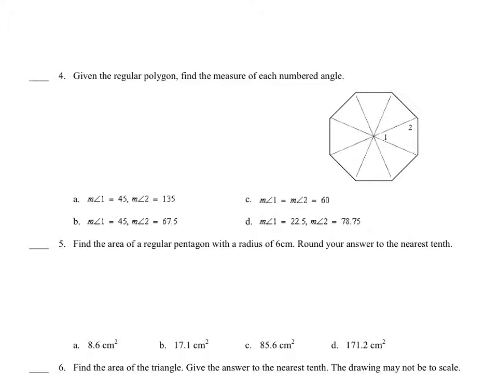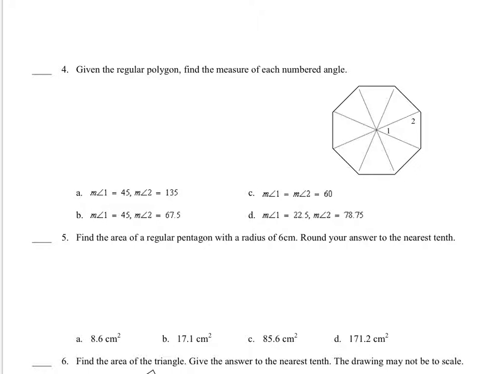Next, so I'm just looking for the numbered angles. So there's actually two things. My number one is my central angle. I have 1, 2, 3, 4, 5, 6, 7, 8. So first, to figure out angle 1, I have 360 divided by 8. So 360 divided by 8 is 45. So I can cancel out these two answers because neither one of those has my angle 1 as 45.